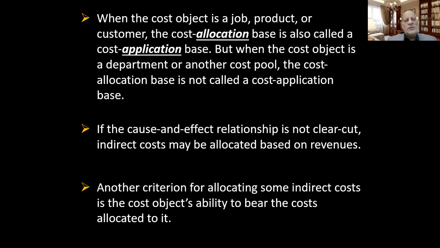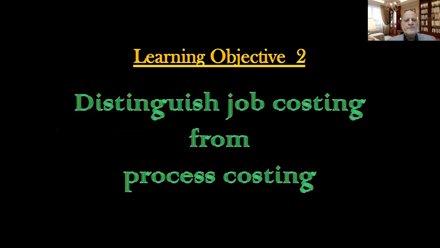This introduction was about learning objective number 1 of chapter 4, as I mentioned before. Now let us go to see learning objective number 2, which is distinguishing job costing from process costing. We will now illustrate the main differences between these two costing systems.